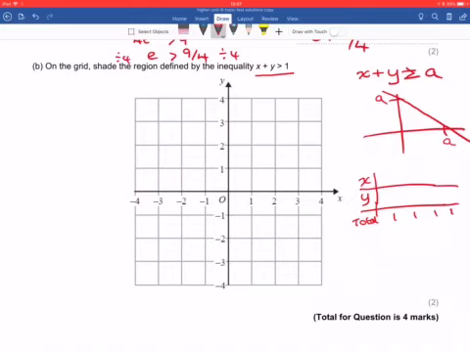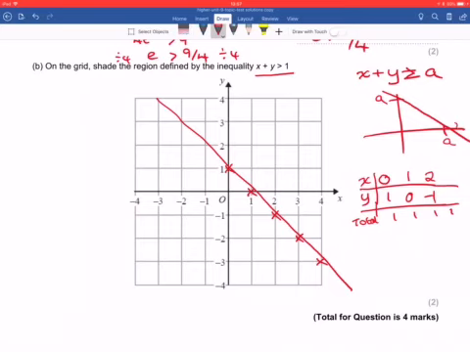So if I try some different values, when x is 0, I need to add 1 to it to make 1. When x is 1, I need to add nothing on it to make 1. If x was 2, I'd need to take away 1 to make 1. So if I tried plotting that, I get 0, 1, I get 1, 0, and I get 2, minus 1. And if you carried on your table of values, you'd see that it worked like that all the way through. So you end up with a line like this.